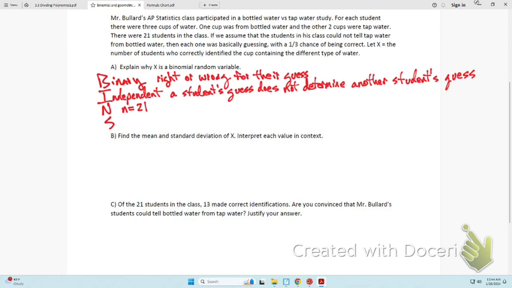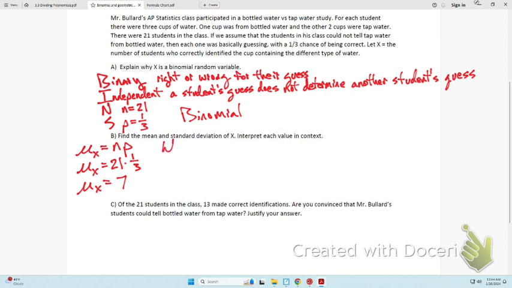Probability of correctly getting bottled correct is 1/3. That is the same for all students because every kid has 1 out of 3 bottled in front of them. So it's binomial. Part B, it says find the mean and standard deviation and interpret. So the mean is very simple. It's n times p. In this problem, it's doable in our head. So we go 21 times 1/3, and we get a mean of 7.